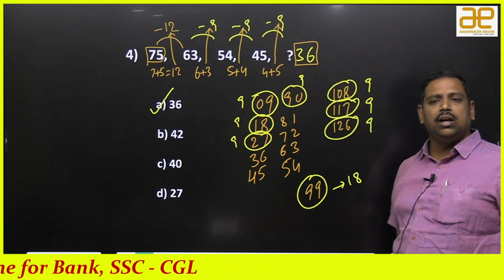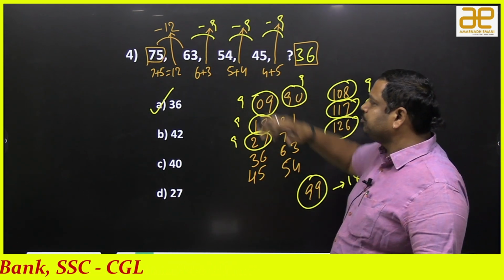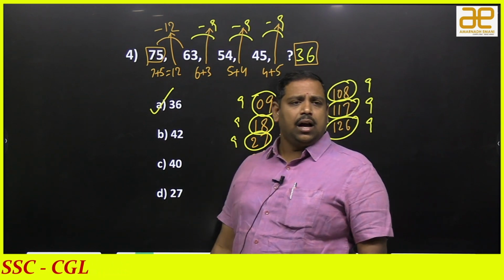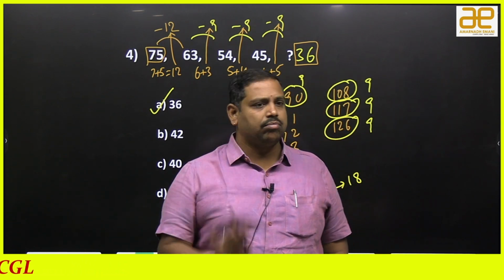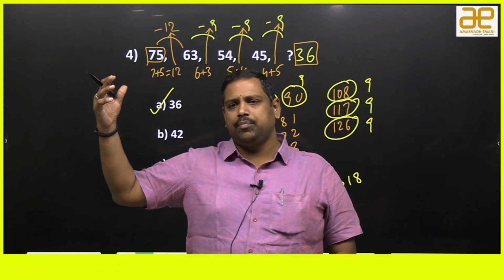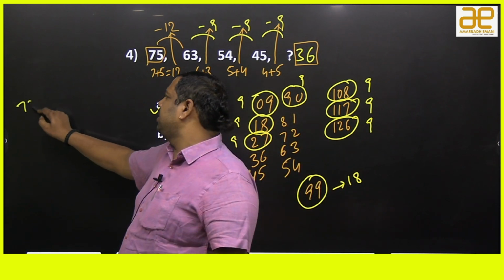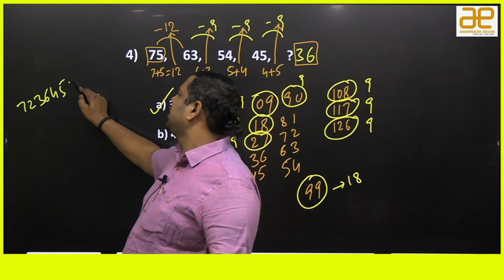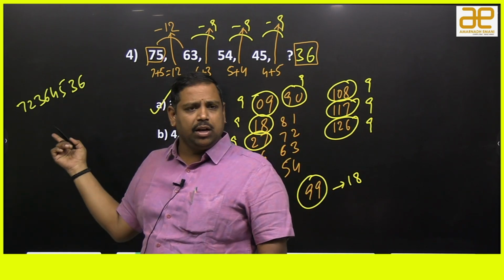So the beauty of this 9th table is, almost all the numbers that you will see behave this way. If you go to the higher end, suppose I give 7, 2, 3, 6, 4, 5, 3, 6, suppose this is also a 9 multiple.